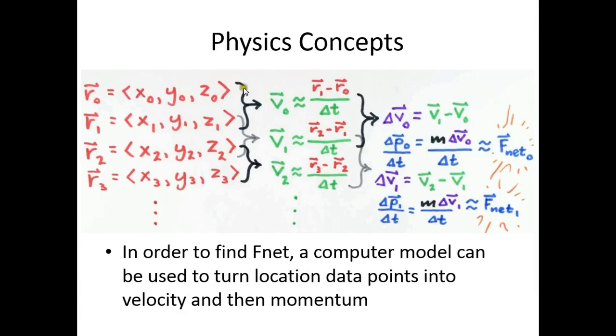So we can find different changes in velocities by taking the positions and subtracting them over the change in time. Then, once we have two velocities, we can take the change in velocity and say that delta p over delta t is equal to m delta v over delta t, because momentum is equal to mass times velocity, to find F net. So, in order to find F net, we can use a computer model to turn location data points into velocity and then into momentum.